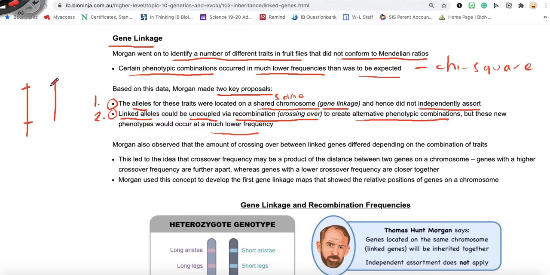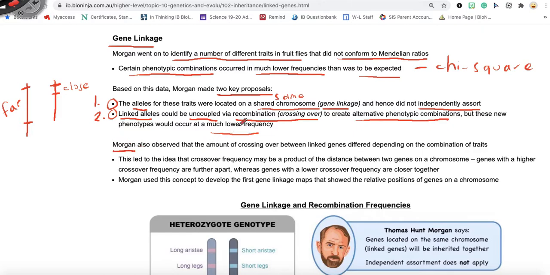So alleles that happen to be close together on the chromosome have a much lower frequency of recombination, whereas alleles that happen to be far apart on the chromosome have a much higher frequency of recombination. And in the next video, we're going to talk about why that happens and why recombination is more likely to happen when there is a greater distance. And we'll see how crossing over happens in alleles that are far away.